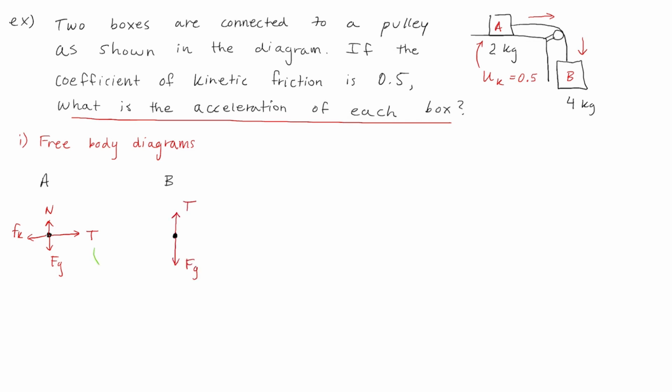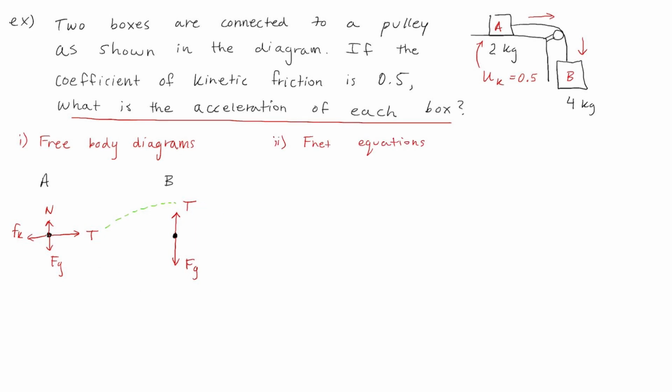rope. Now according to Newton's third law, the tension force for object A could be called the force of B on A, because object B is pulling on object A. And the tension force on object B could be called the force of A on B, because object A is also pulling back on object B. And now the reason I mentioned Newton's third law is because it tells us that these tension forces have the same magnitude. And that makes sense, because box A and box B are connected by the same rope.